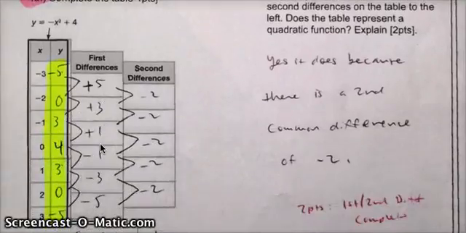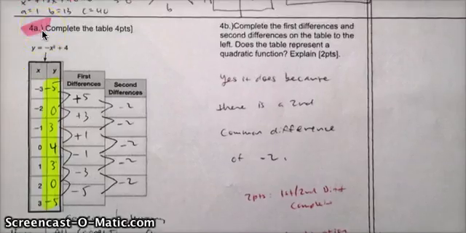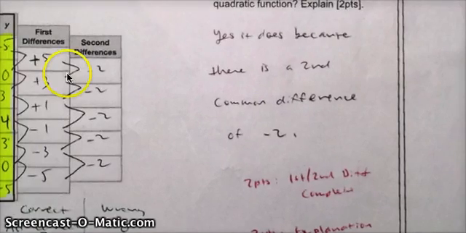Number 4, I just asked you to complete the table. You have y equals -x squared plus 4. I would say about 1 out of 2, 50% of the students taking the quiz actually filled out the table incorrectly. And they filled it out incorrectly just based on the negative sign.